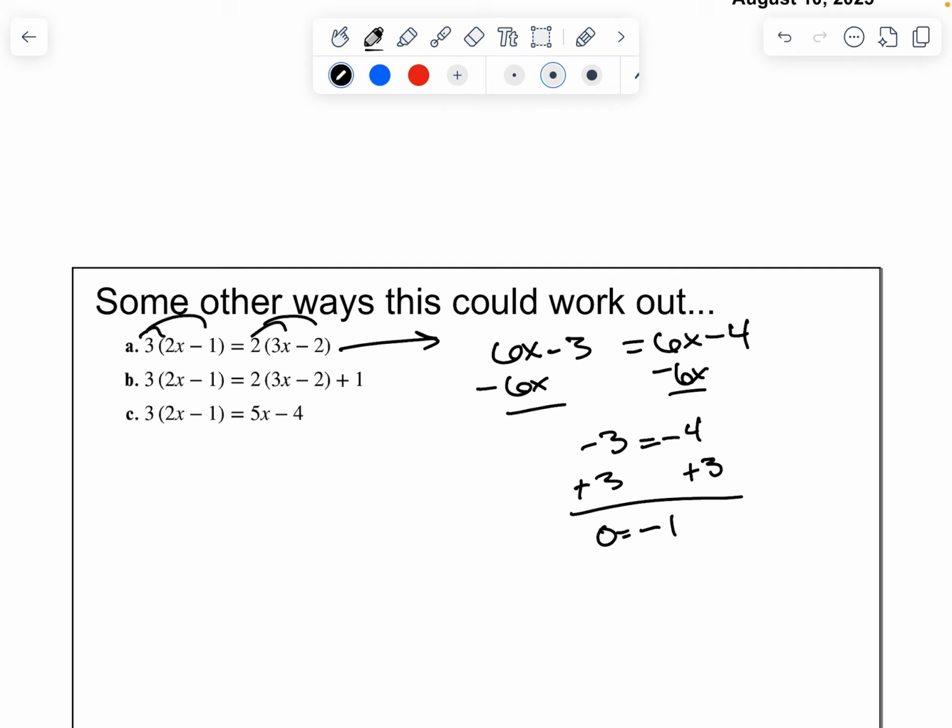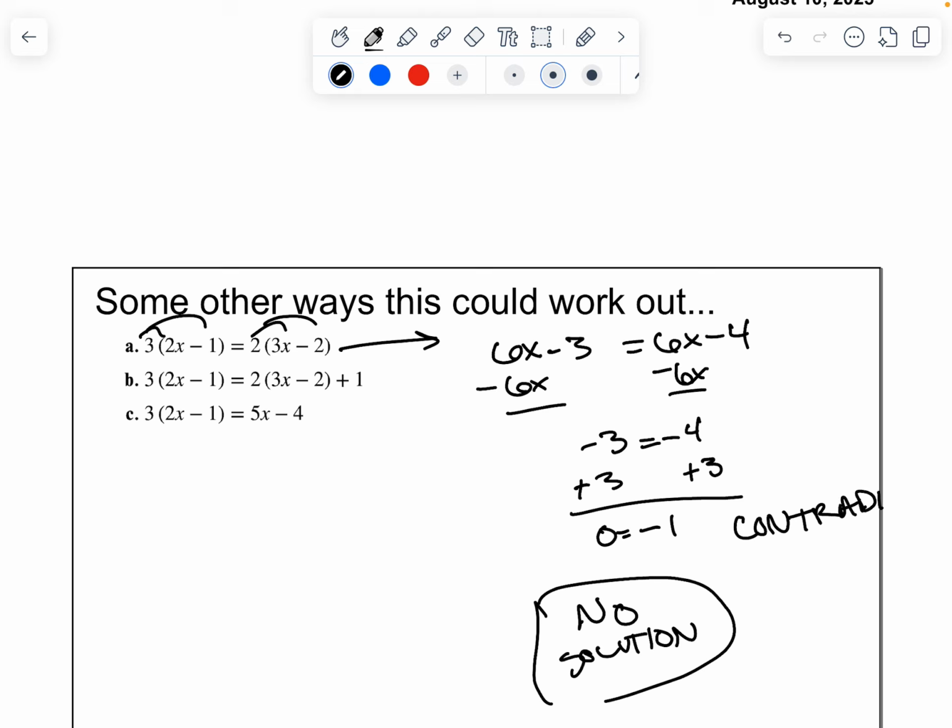And this equation is never going to be true. No matter what I put in, this equation is never going to be true. It's actually no solution. I could put any number in the world in for x and never get a correct answer. This is called a contradiction equation. Contradiction, because there is no correct answer.